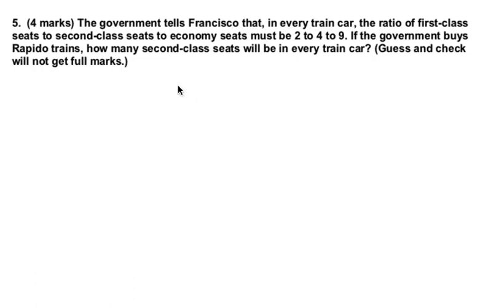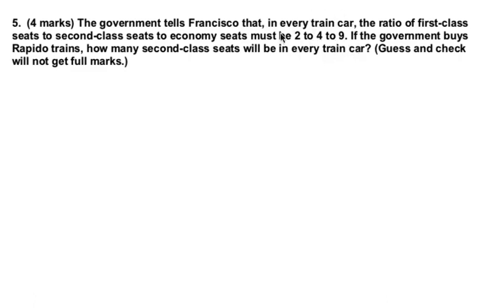If you look at question number 5, this one is a ratios question, or kind of a ratios word problem. The government tells Francisco that in every train car, the ratio of first-class seats to second-class seats to economy seats. So if you picked up on that, this is a 3-part ratio. First class to second class to economy must be 2 to 4 to 9.